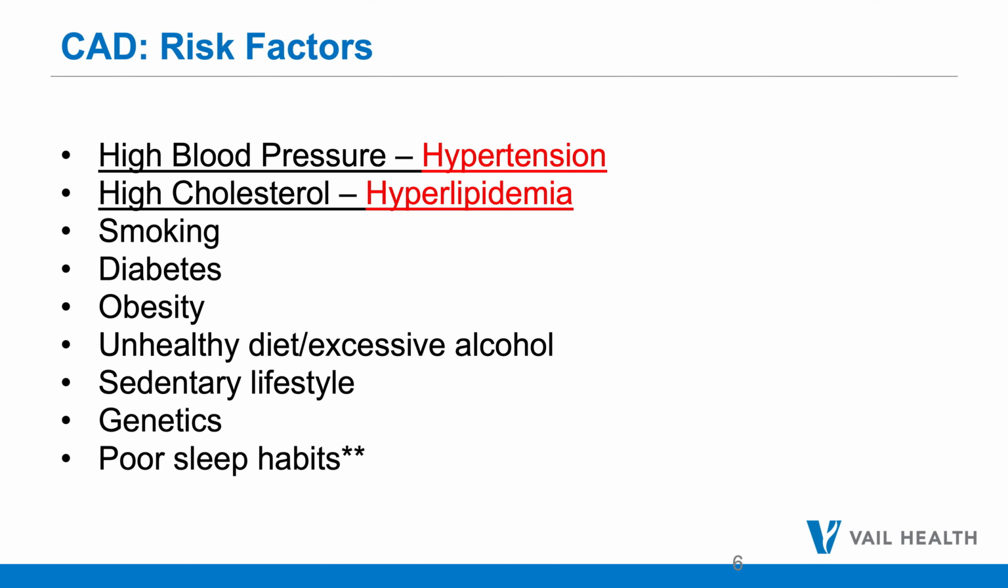Then there's diabetes, obesity, unhealthy diet, excessive alcohol, and a sedentary lifestyle. Genetics does play a role. We think about genetics when we hear about first-degree relatives, so mom, dad, brothers, sisters, who had some sort of event, like a heart attack, a stroke, a stent, or bypass surgery at a young age. Young varies a little bit, but usually we're talking about men in their 30s and 40s, and women in their 40s and 50s. If Uncle Jim had bypass surgery when he was 80, I don't quite know what to make of that. But family history does play a role.